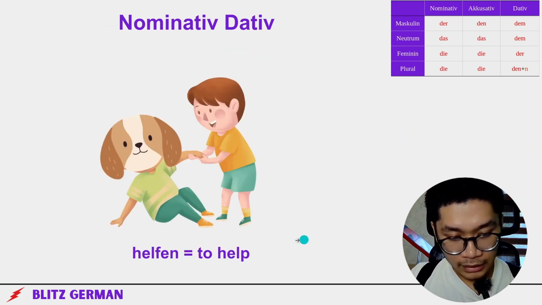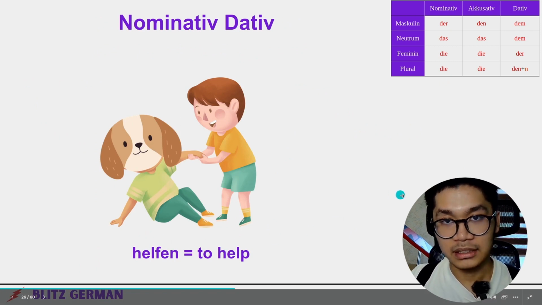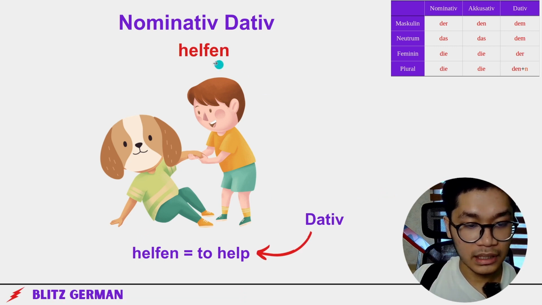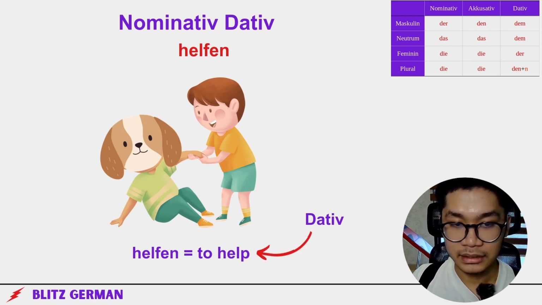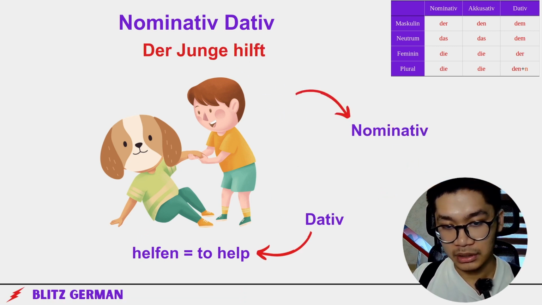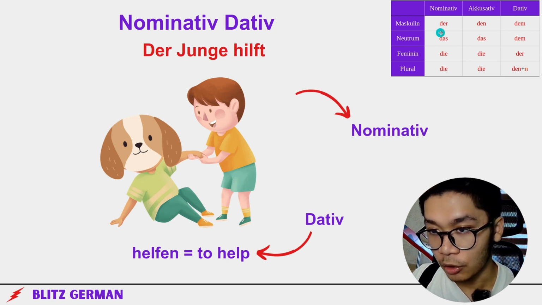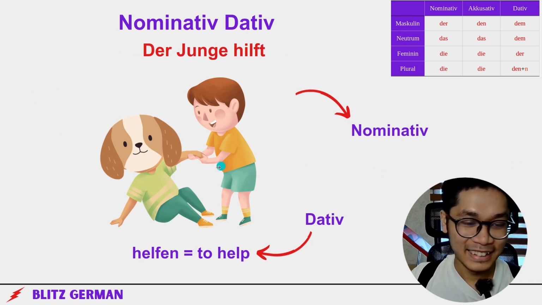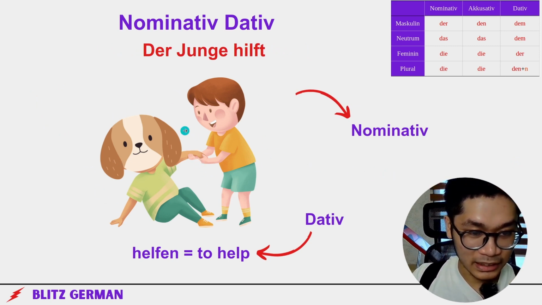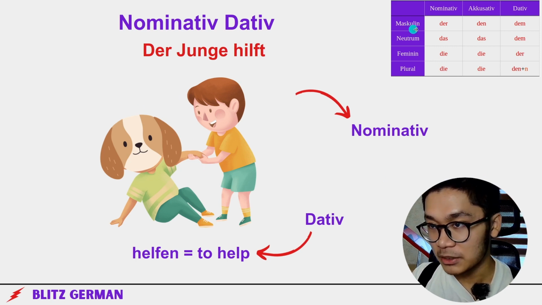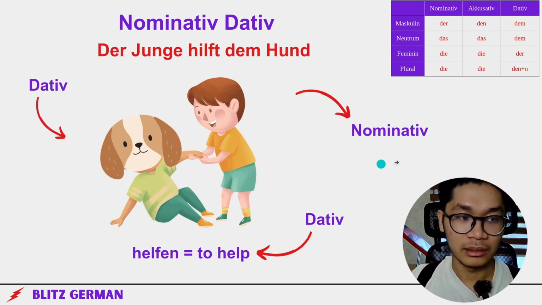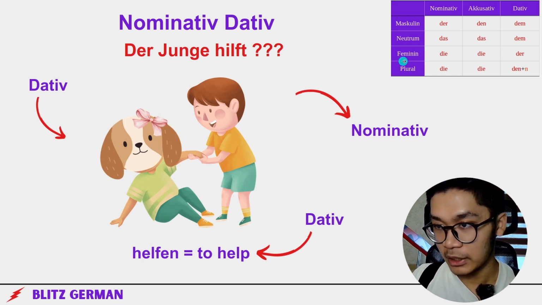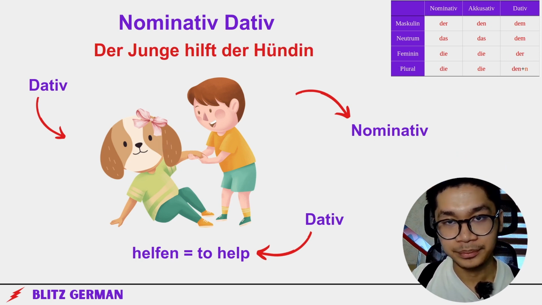Nominative, dative. Helfen. Is helfen in the dative list? Yes. Then this is dative. Who is helping who? This boy is helping this dog. This boy is der Junge hilft. Der Junge hilft, nominative. He is helping what? A dog. Dem Hund. Masculine, dative, dem Hund. Boom, easy. Now what if it's a girl? So feminine, dative, der Hündin.